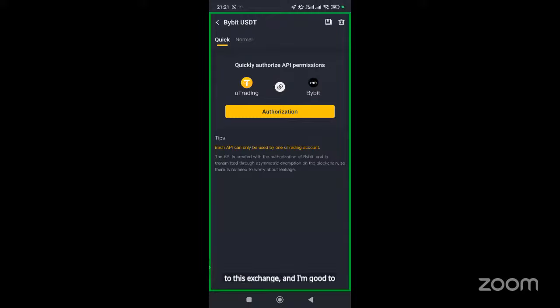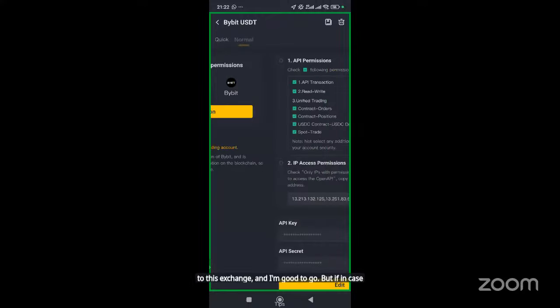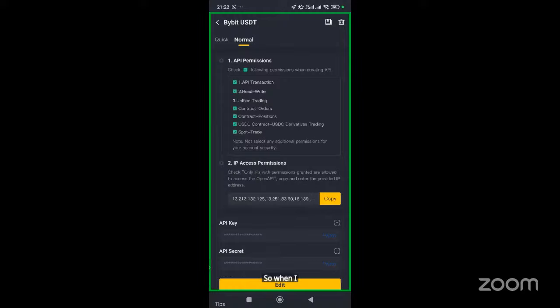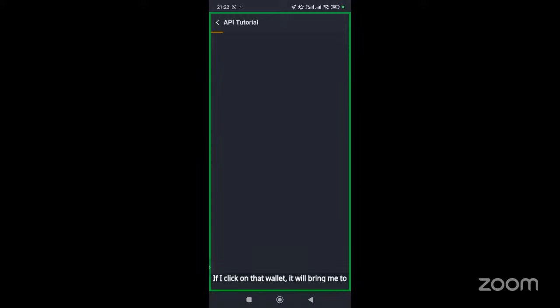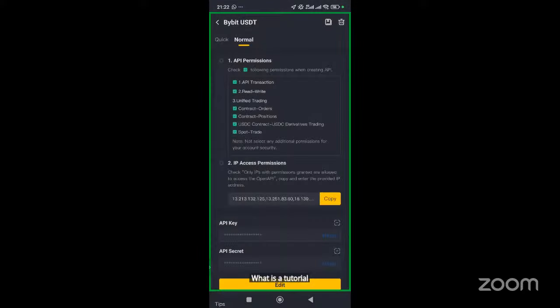But in case the authorization did not work, you click on normal. When I click on normal, it brings me to this interface where it allows me to connect through the normal way. If I click on this wallet, you will see a wallet sign. You can see the delete icon. If I click on that wallet, it will bring me to the tutorial. What is a tutorial? A tutorial is a place where you are guided step by step on how to authorize and connect your API to your exchange with ease, without any problem. So you see how easy it is.